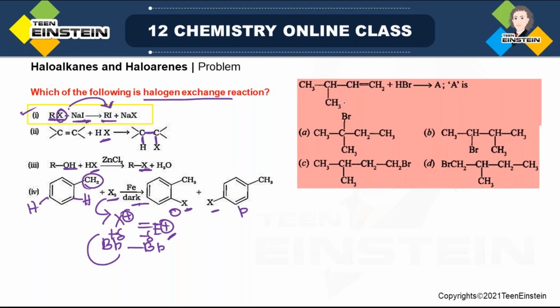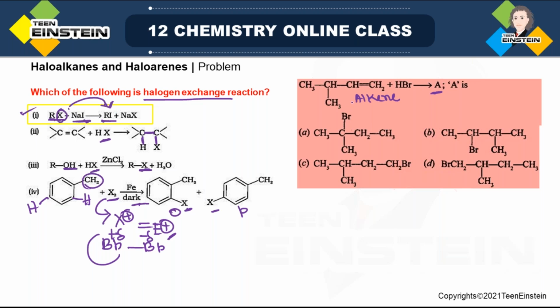Next one, in the starting material, a question is given which contains a reaction. Now this reaction is of an alkene molecule, so this is an alkene because it has a C=C double bond, in presence of HBr, we are getting A. So what is the structure of A? Four different structures are given in options A, B, C, D.